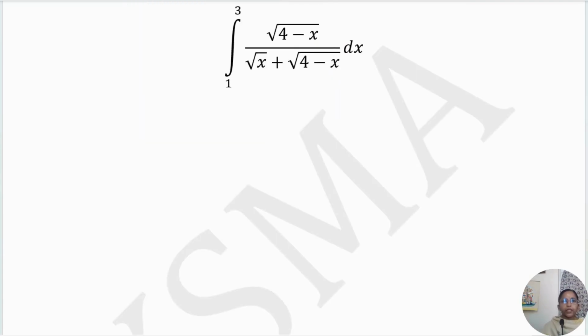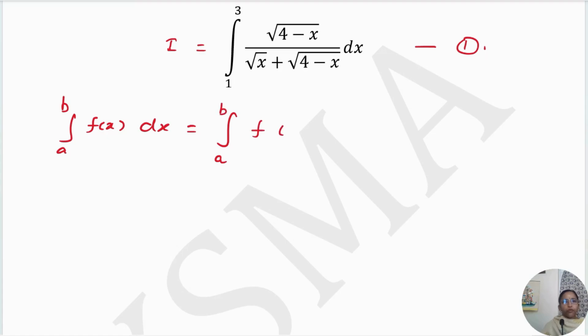Next problem. Integration 1 to 3 of root of 4 minus x divided by root x plus root of 4 minus x dx. Consider this as your equation number 1. So here we are going to use our formula, that is integration a to b f of x dx will be equal to integration a to b f of (a plus b minus x) dx. So this is our pattern. So we can use this formula here.